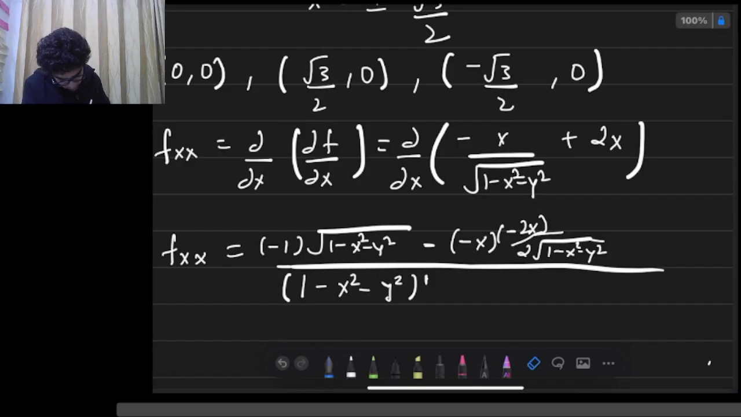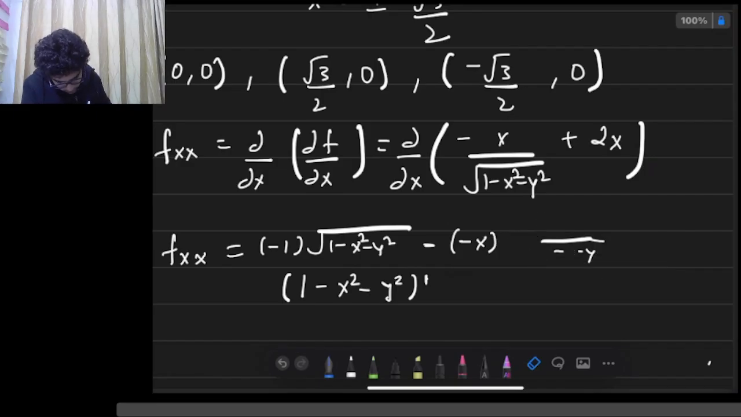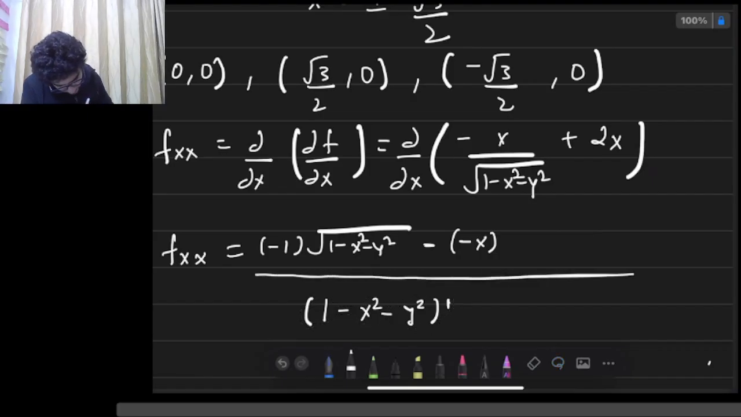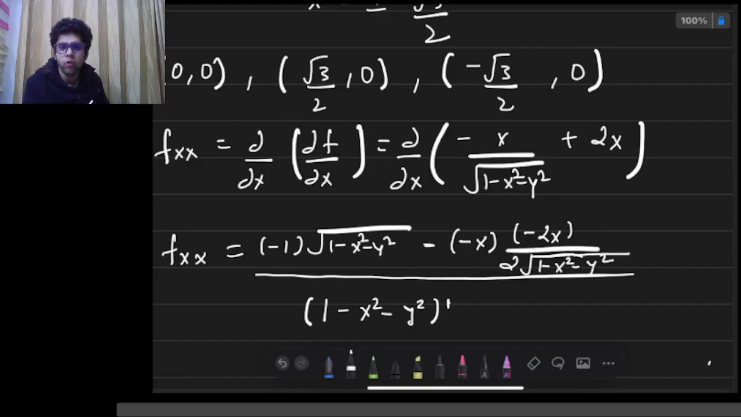I don't know if you can see this clearly. I need to write this in a better way. So let me just move this. And this will be minus 2x divided by 2 root 1 minus x square minus y square. I hope you guys can see now. Right? So this is the expression, and this becomes positive 2, right?